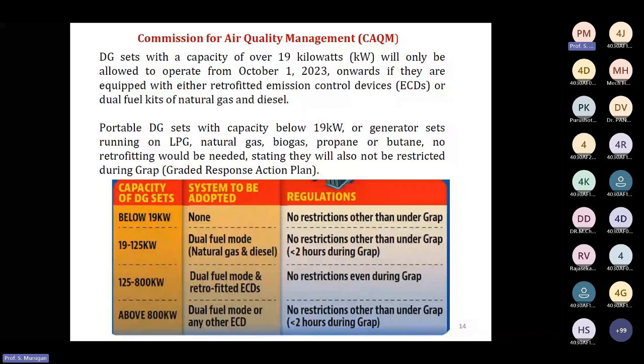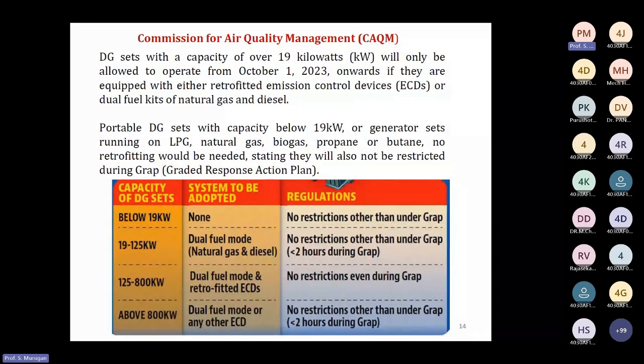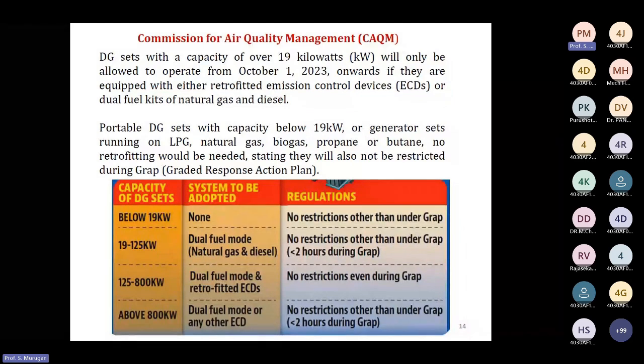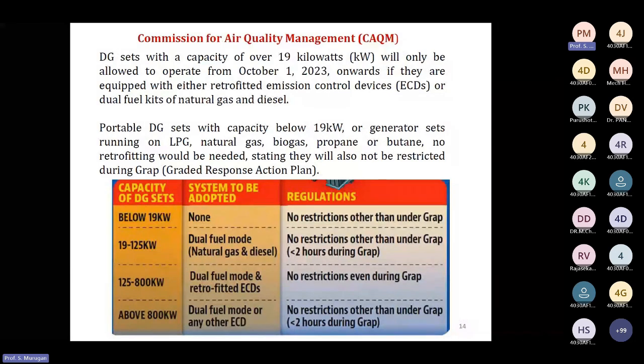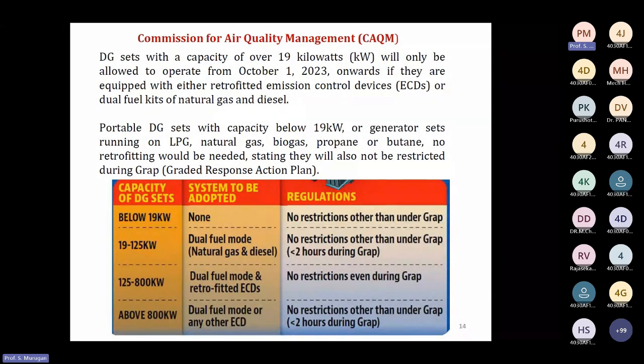Then if the power capacity varies from 125 to 800 kilowatt, then the engine has to run on dual fuel mode. At the same time, you should have emission control device, that is called ECD, that should be retrofitted. But there is no restriction even during GRAP, that is a Graded Response Action Plan. That time you don't require to adopt anymore.